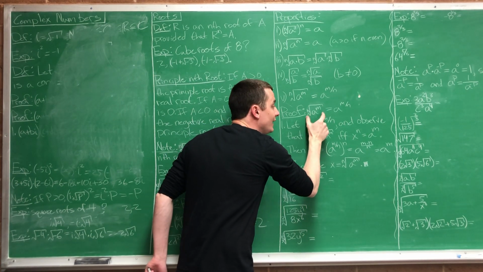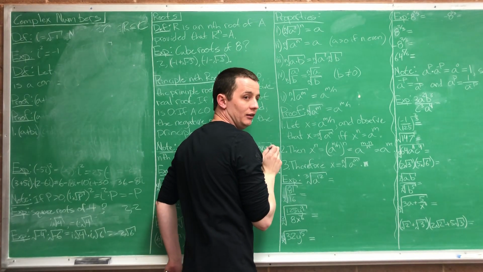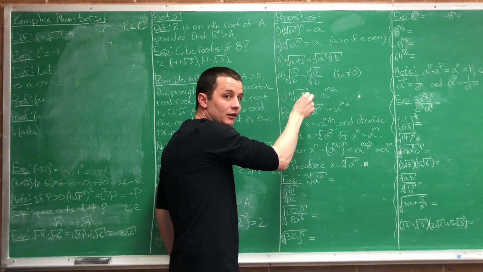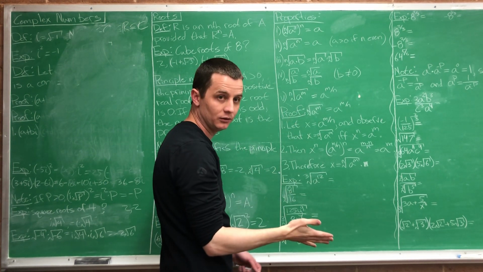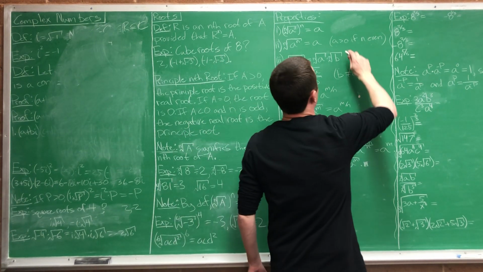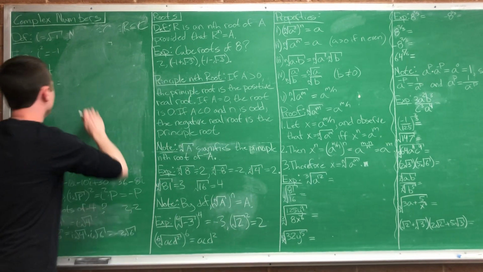Now, by definition, what is this thing? What is the nth root of a to the m? It's the number such that if you raise it to the power of n, you get a to the m. Did I lose you in that? Was that a word sandwich? Let's draw over here so I can say it again.